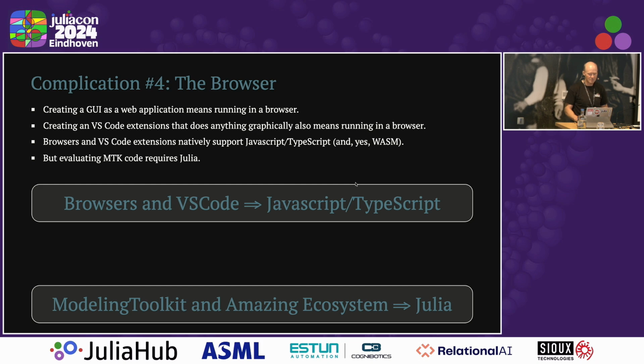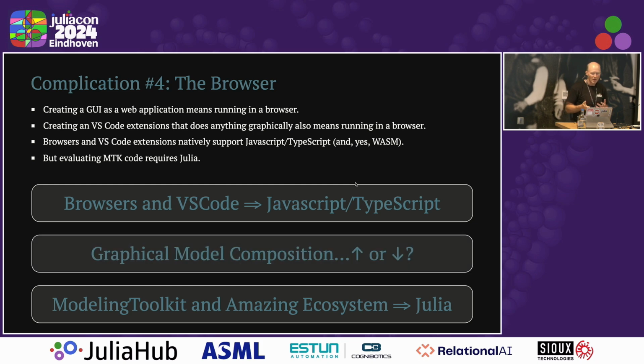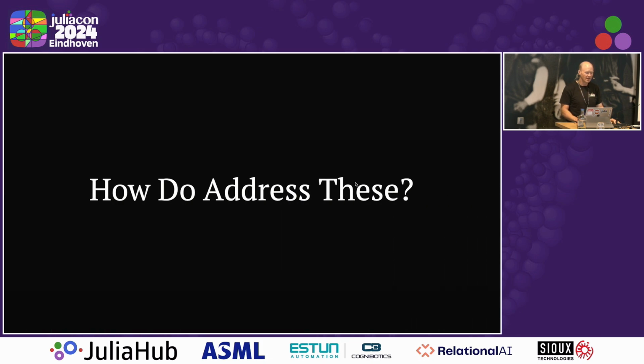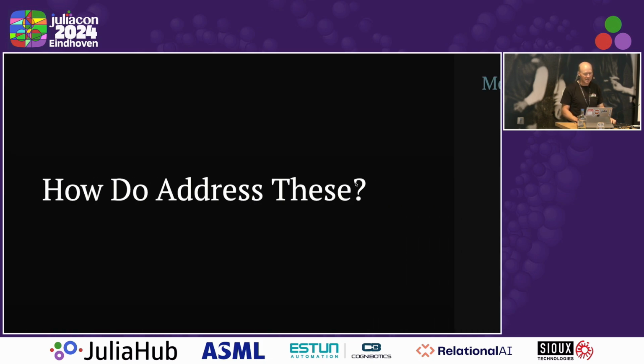And so we have this middle layer, what I refer to as the composition layer, how we actually build models. We're not running code, we're just talking about the construction of the models themselves, what they're composed of. How do we do this? Are we going to do this in the browser? Are we going to do this in Julia? And if so, how do we get the top layer and the bottom layer to talk to each other? Do we build some HTTP API? What do we do there? Those are some of the complications that we were looking at. And so the question is, how do we address these?